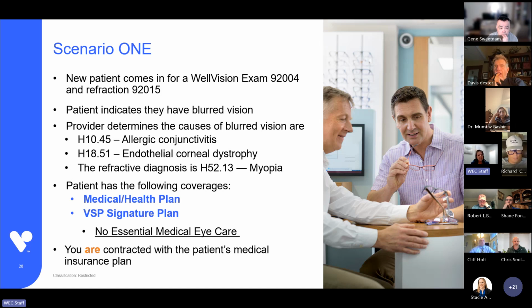And so in this case, the patient has a medical, let's say Blue Cross Blue Shield. So they have major medical as their primary. They do not have essential medical eye care on their plan. They just have a well vision plan. In this example, it's a VSP signature plan. So we have Blue Cross Blue Shield and VSP signature in this plan, in this example only. You can actually coordinate benefits with the well vision plans and the major medical. VSP allows that. Let me show you how.